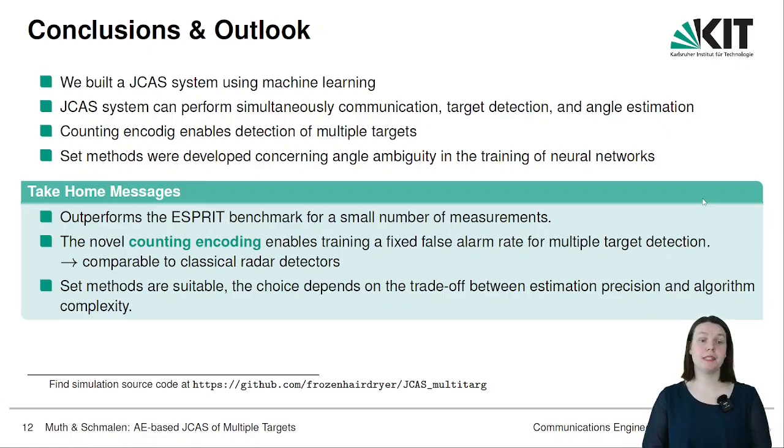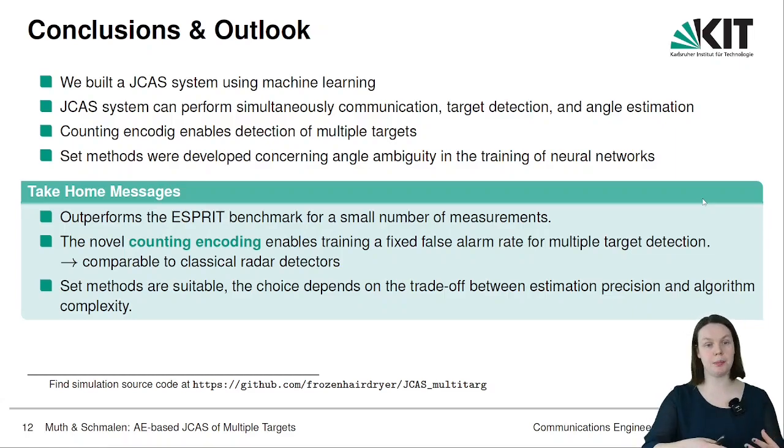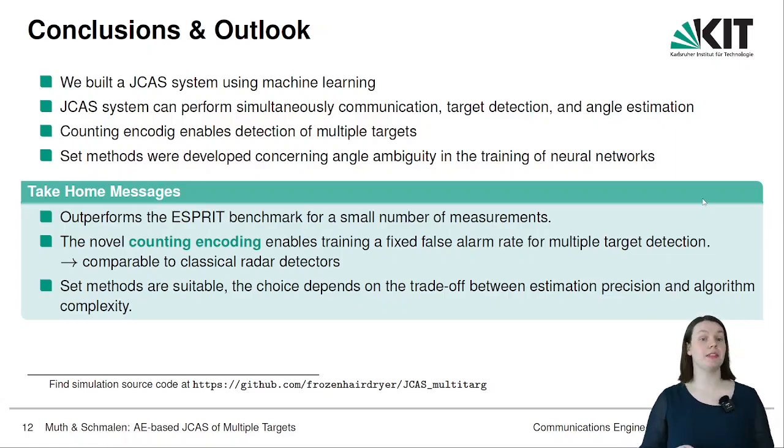My take-home message for you would be that the method that we showed could outperform our Esprit benchmarks for a small number of measurements. This novel counting encoding approach really enabled us to have a fixed false alarm rate even in a trained system. And the set methods are suitable, and the choice should always depend on the trade-off between our estimation precision and the algorithm complexity.